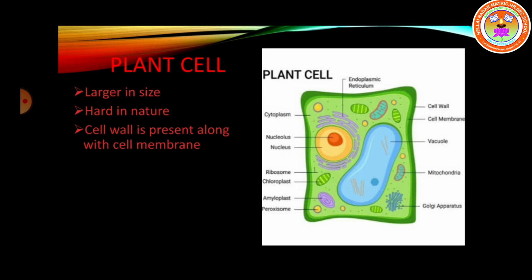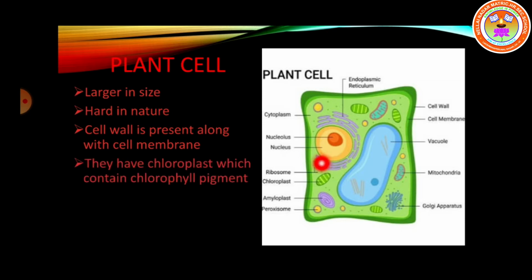The plant cells have a cell wall in addition to their cell membrane. So you can see the cell membrane. Children, this is the cell membrane. In addition to the cell wall, they have the cell membrane. And they have the chloroplast, which contains the chlorophyll pigment. So this is the chloroplast, and they contain the chlorophyll pigment. And they have larger vacuoles.